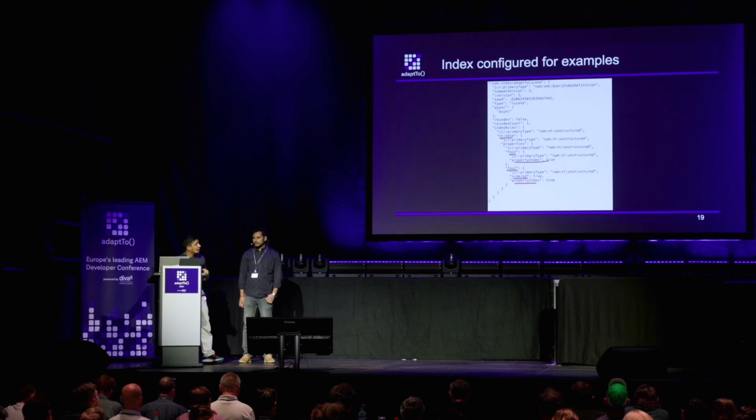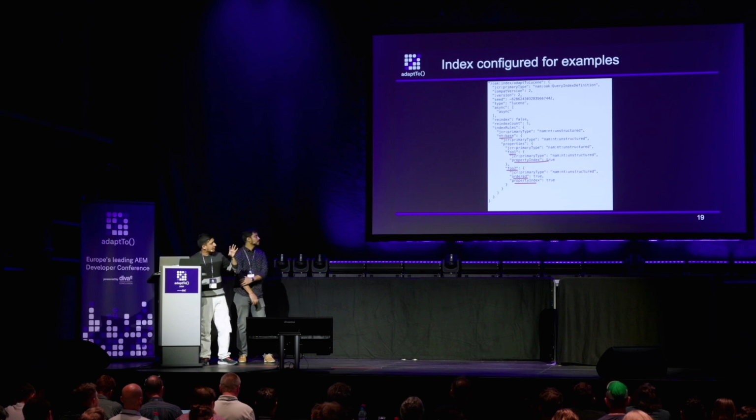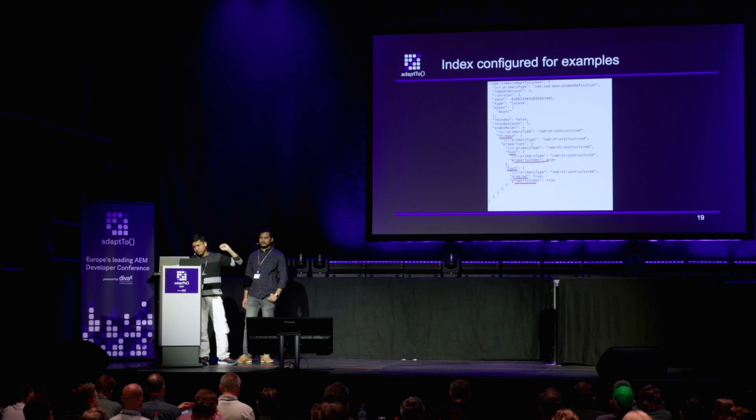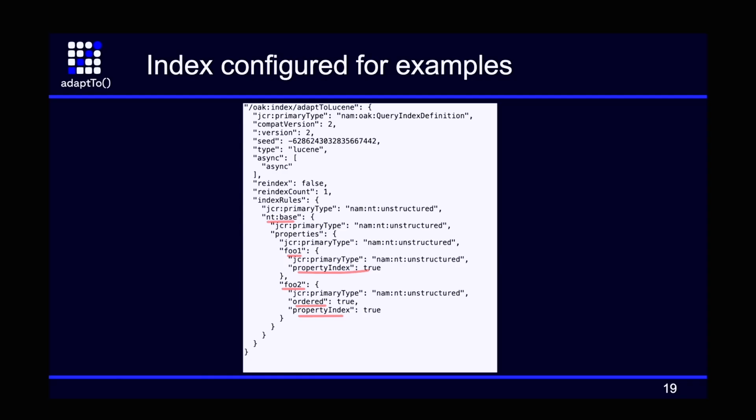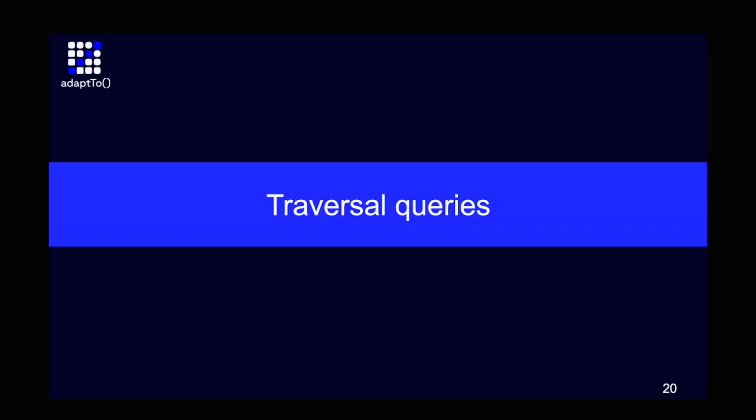Okay, so now we'll be talking about some very specific examples, and for those, we've configured a simple index on the system. It indexes all the nodes of type nt:base. It has a couple of property restrictions on foo1 and foo2. By the way, there was a question yesterday around how to handle property indexing in AEM as a cloud service, so we could do something similar. Then foo2 over here also has ordered set to true, so we could actually do ordering on foo2.